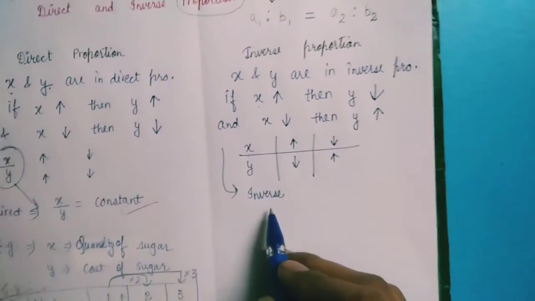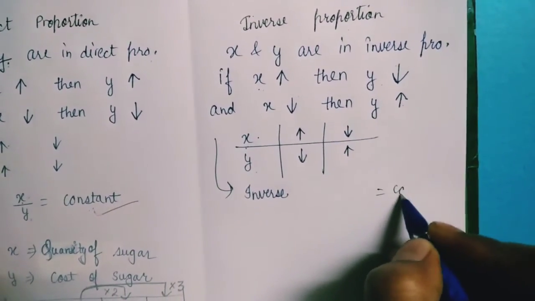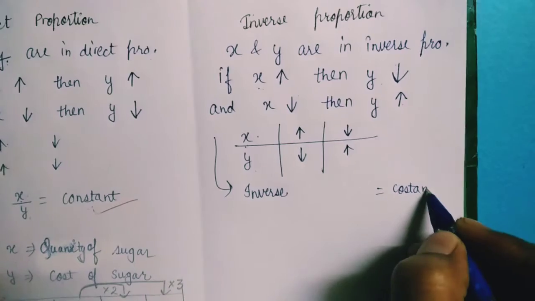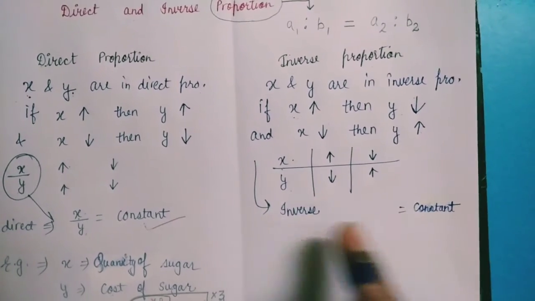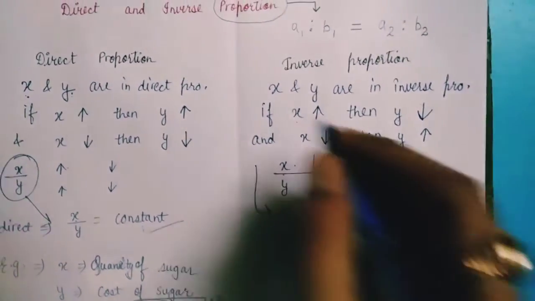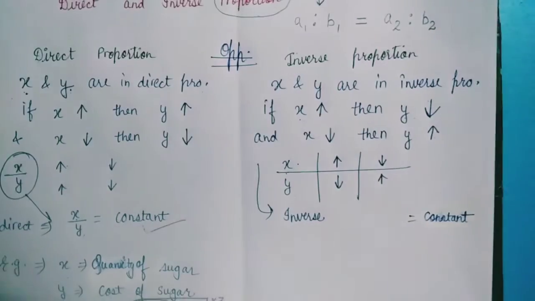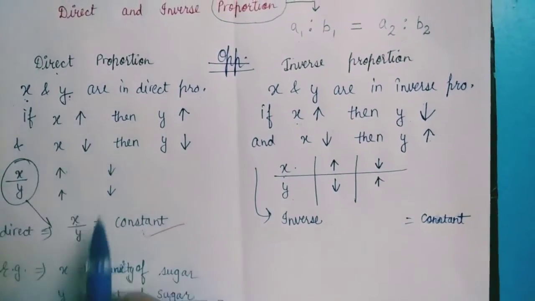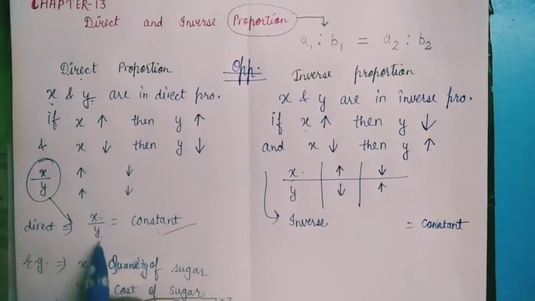For the inverse form, we have to take x and y as a constant. How can we take inverse proportion as a constant? You can simply see they are opposite to each other. In direct proportion, x by y will be constant. Here x is divided by y.